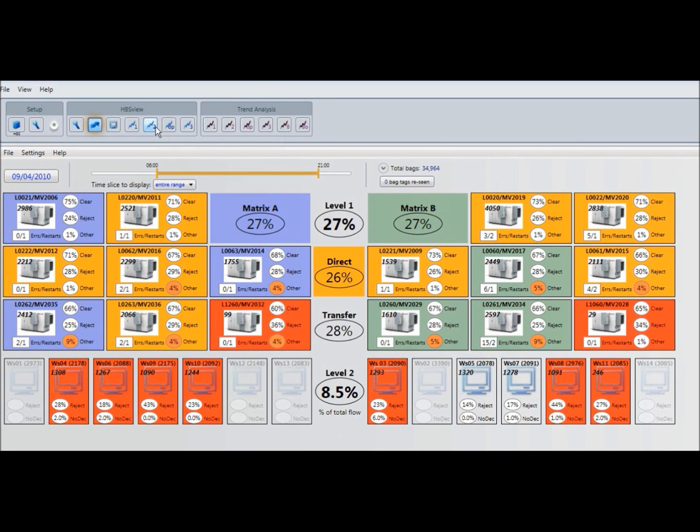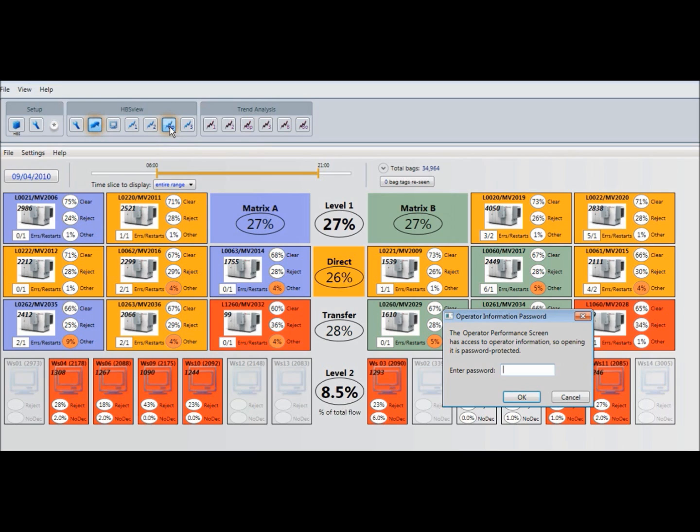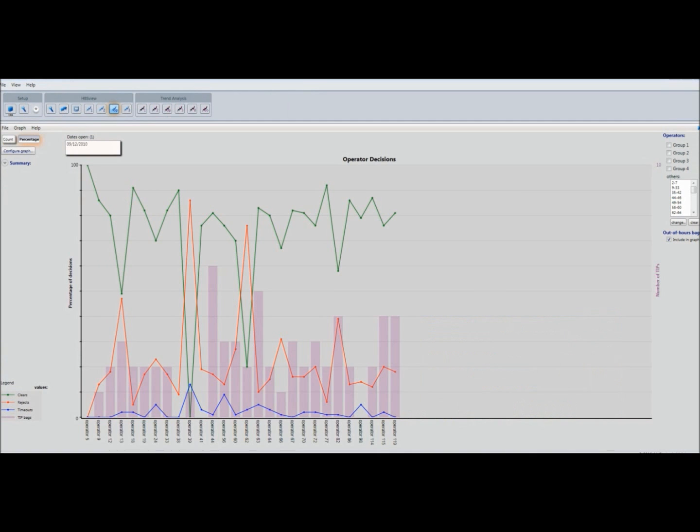HBSview also monitors individual operators. By clicking this button here, this part of the software is designed for review by management only and is password protected. From this you are able to identify and compare performance of individual operators, see how long it takes them to make decisions, and look at their reject rates. You can view it both as a percentage and a count.